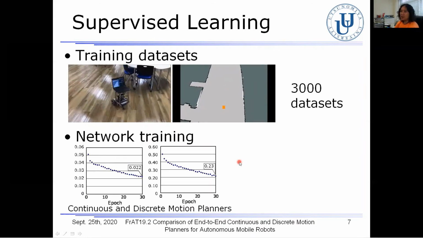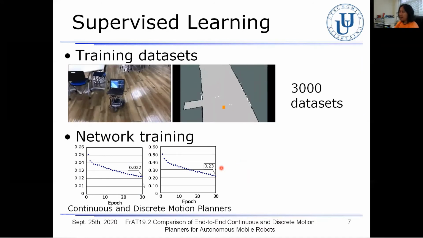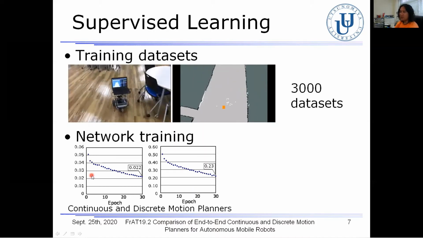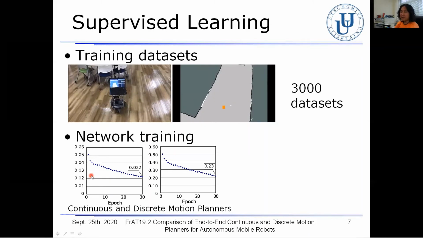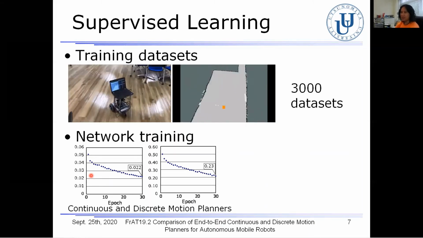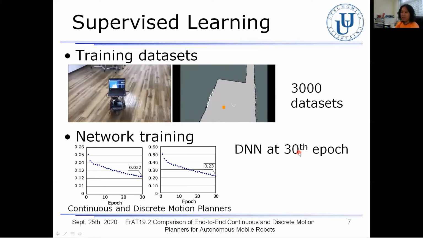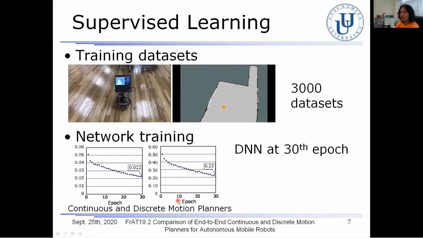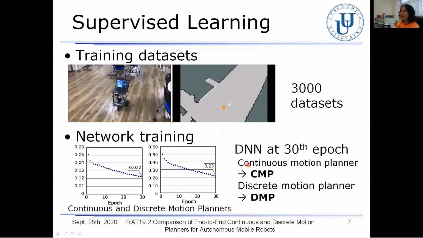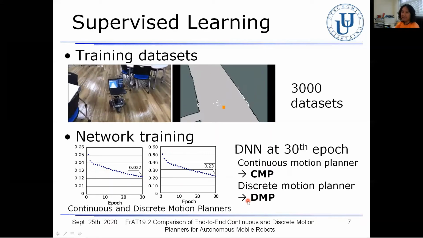And these figures show the result of the network training. As the network training proceeded, the loss values of each deep neural network decreased. This result indicates that the deep neural networks increased the regression and the classification performance. Finally, the loss value at the 30th epoch was minimized, so the deep neural networks based on these results are used as the E2E continuous motion planner, CMP, and the discrete motion planner, DMP.